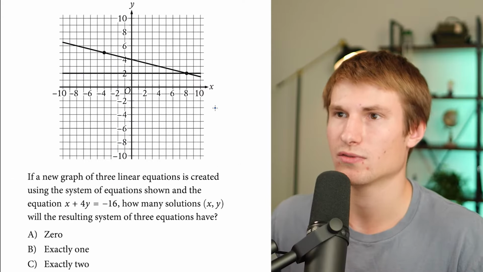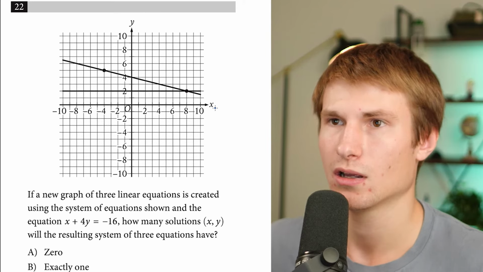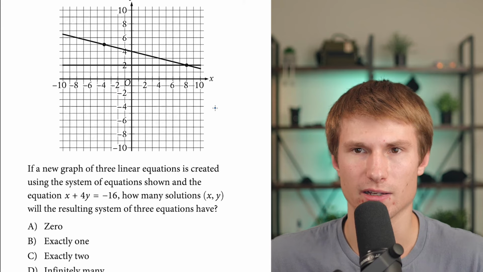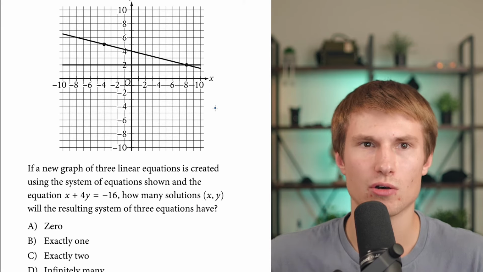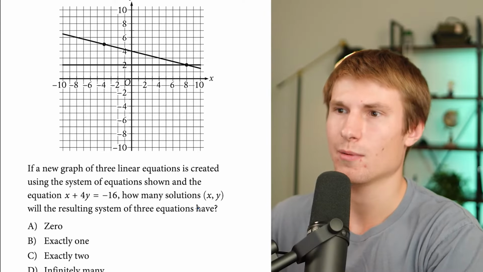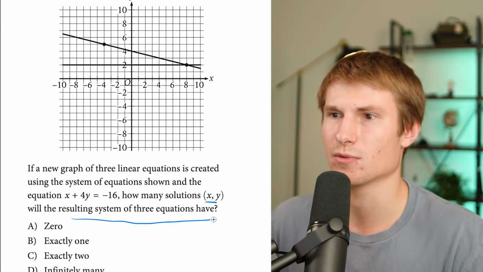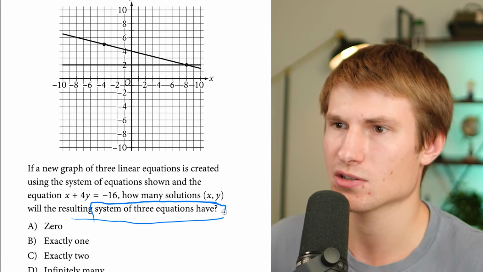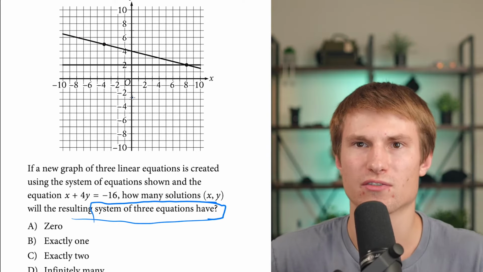Going on to 22, we've got, looks like 2 lines here. If a new graph of 3 linear equations is created using the system of equations shown, and the equation x plus 4y equals negative 16, how many solutions x, y will the resulting system of 3 equations have? The key thing here is that it's a system of 3 equations, so there's only a solution if all 3 of them intersect at one point.